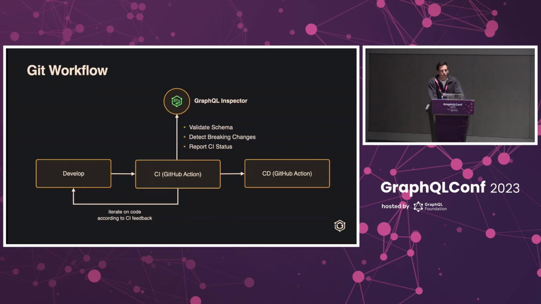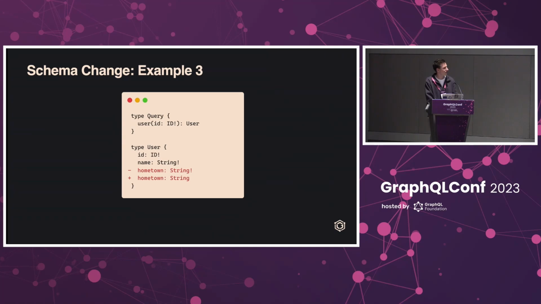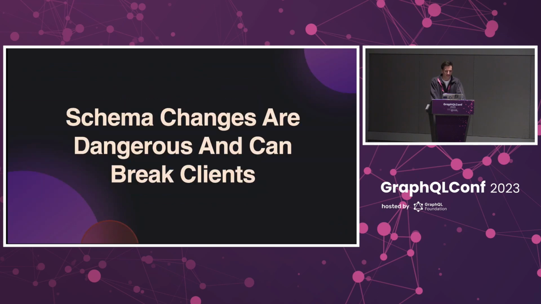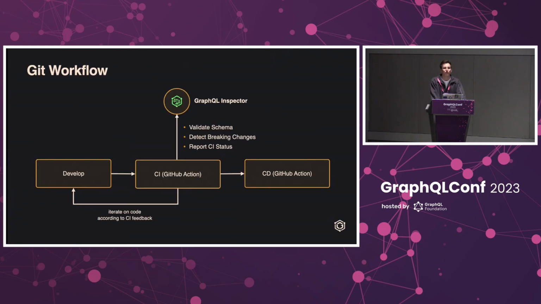So one tool that we developed a long time ago is called GraphQL Inspector. Basically what you do is hook it into your CI system, and what it does is validate the schema. It can also detect breaking changes by comparing the last schema version with the new schema version. And then it can also report that as a status on the GitHub action. So instead of us having to guess whether these examples are breaking changes or not, we can use a tool that has those rules already baked in for running these checks.